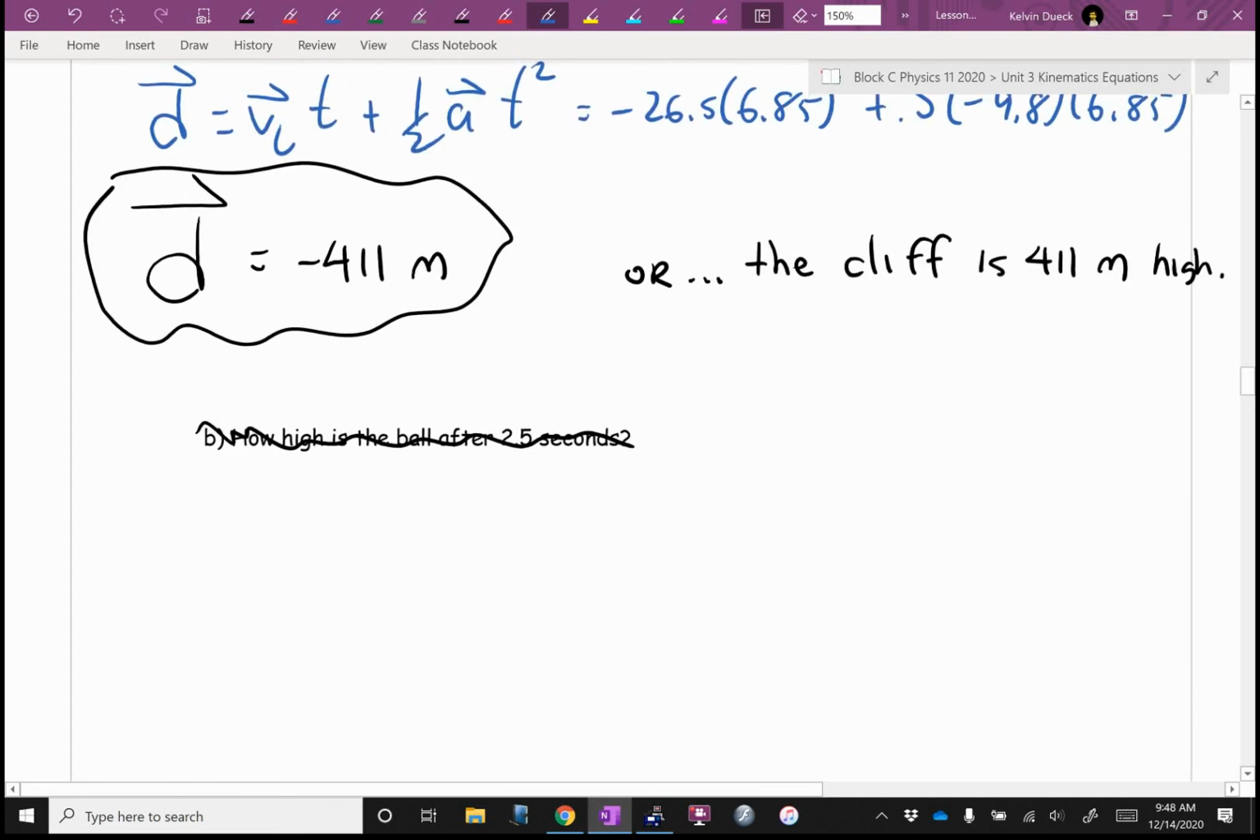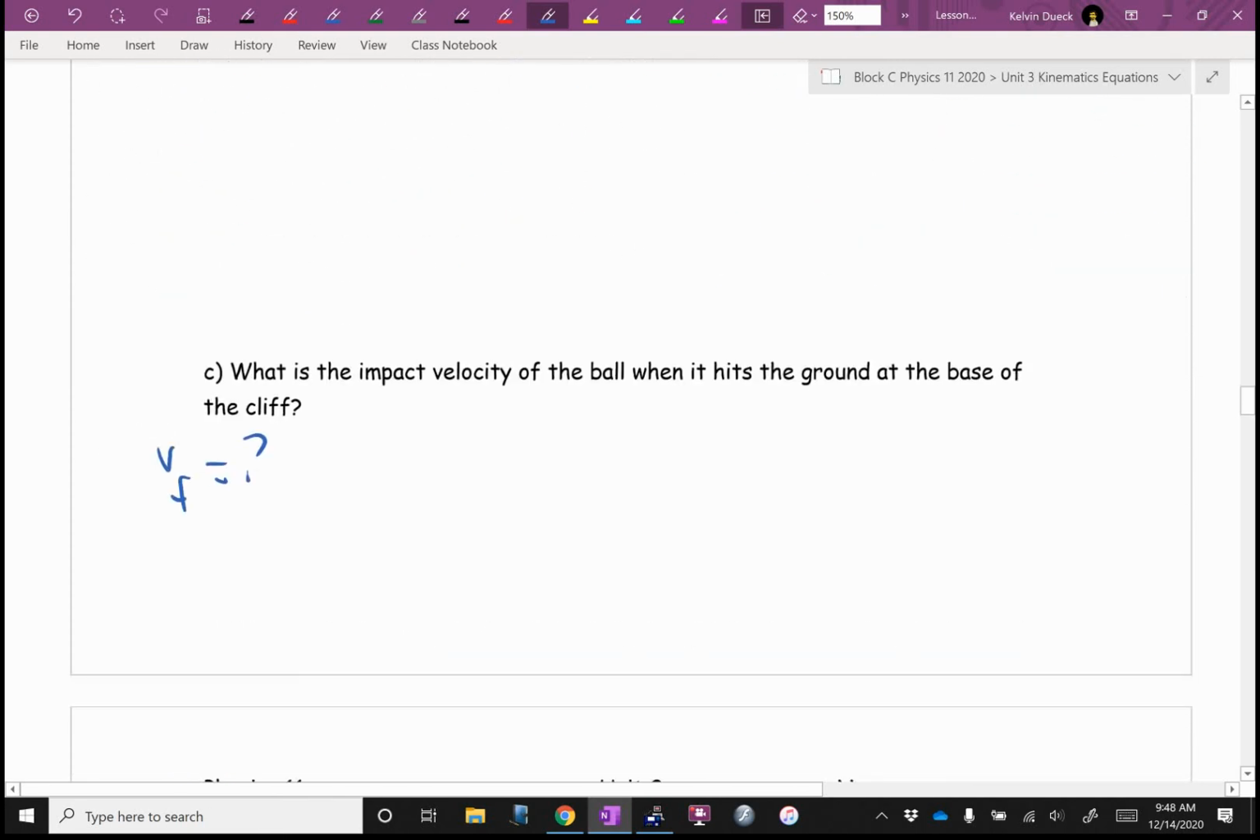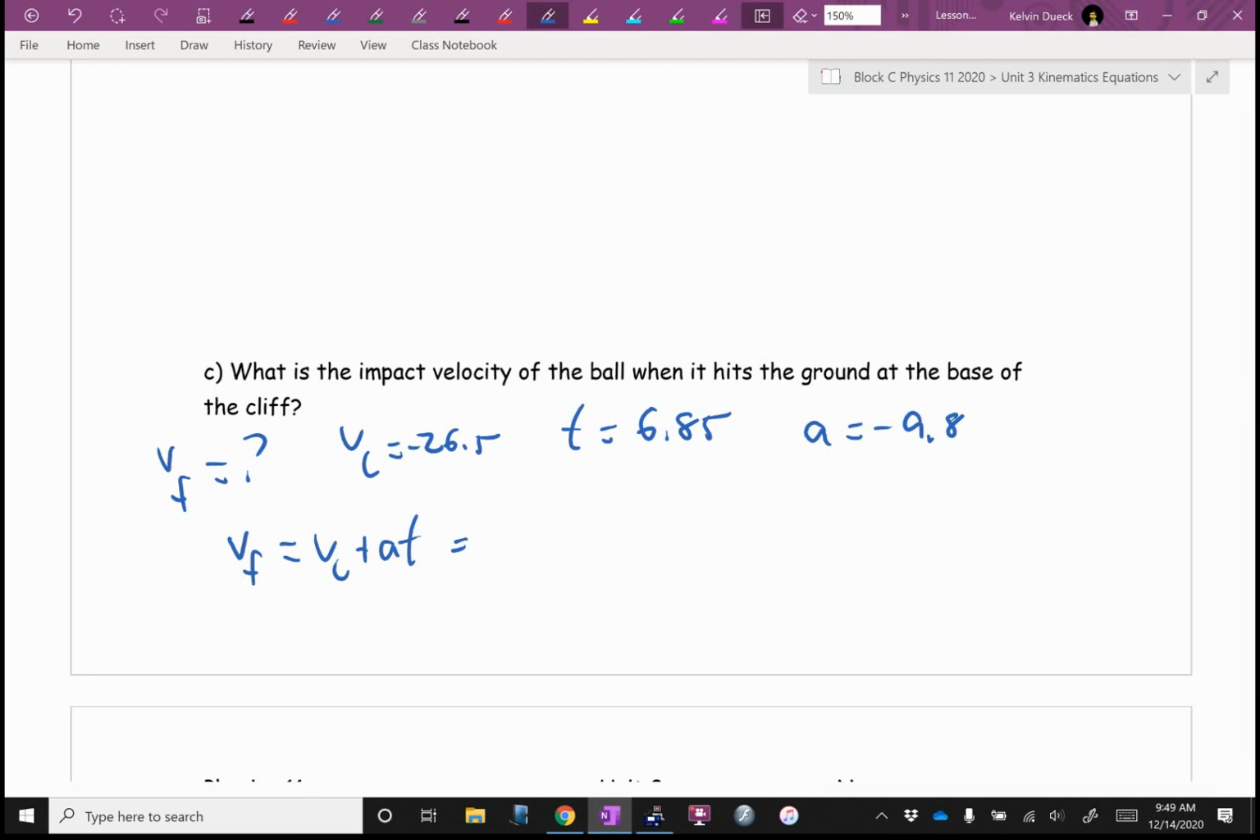I think I can use the other stuff, though. VI is negative 26.5, and T is 6.85, and A is negative 9.8. Which equation? VF equals VI plus AT? Yeah? Try that on your calculator. What do you get?